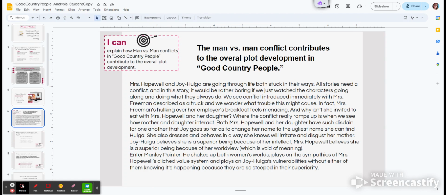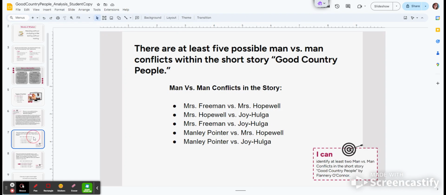And I'm going to point out one thing that I didn't write on this slide, but many critics believe that Manly Pointer is supposed to be the personification of evil. He is supposed to represent the devil, if you will. So keep that in mind too as we're discussing.